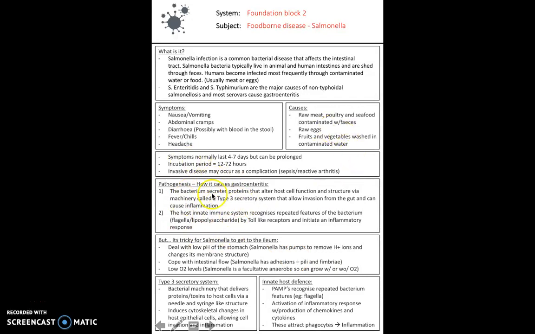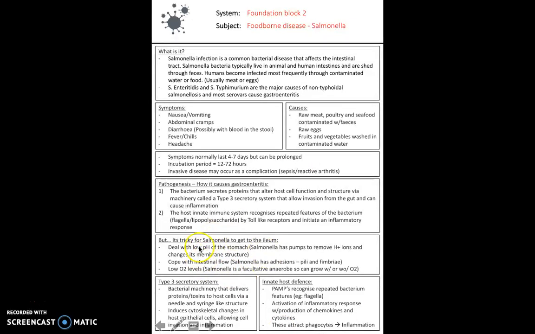It causes gastroenteritis in two ways. So the bacteria itself secretes proteins that alter host cell function and structure via type 3 secretory systems, which act like a needle and syringe mechanism to inject toxins into our host cells. But also our host innate immune system responds to the bacterium by recognizing those repeated features that it detects on the bacterium, such as flagella and lipopolysaccharides, and the toll-like receptors recognize these, and therefore we initiate our inflammatory response and attract phagocytes and so on, and cause an immune response.